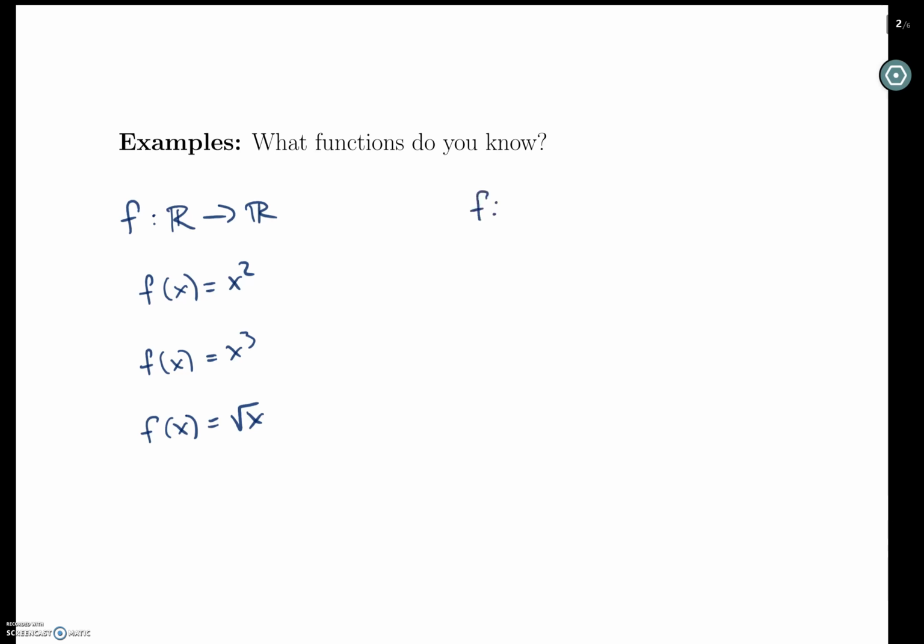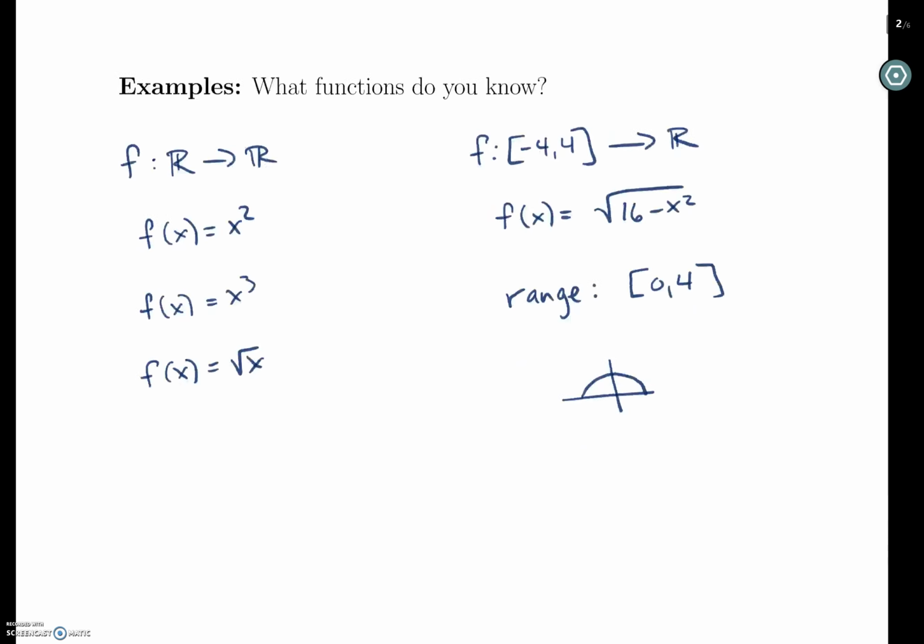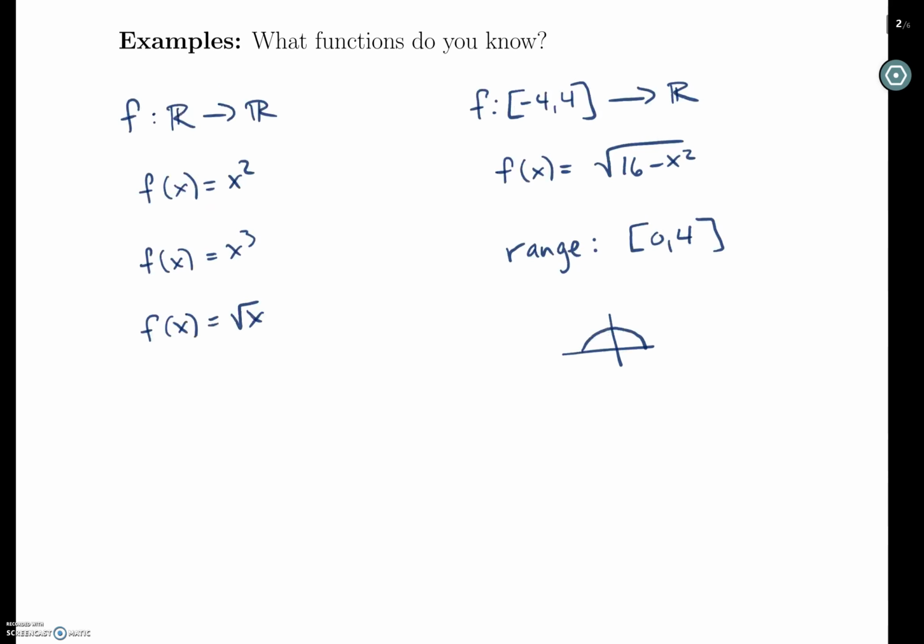Perhaps we might consider, say, the function that maps the interval from -4 to 4 to the real numbers, defined by, say, f(x) equals the square root of 16 minus x squared. So here, our codomain is the real numbers. What would our range be in this case? Think about it a moment. Our range would be from 0 to 4. If we think about the graph of this, it would be a half circle. So again, that's kind of similar to what we were just thinking about.